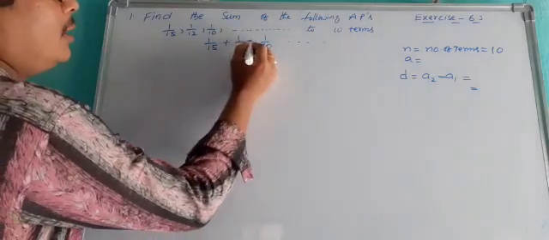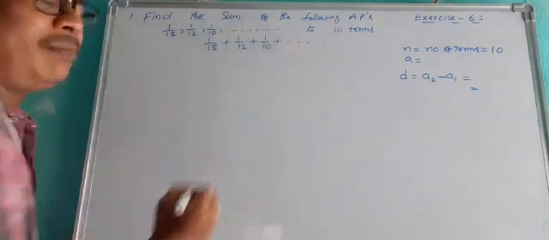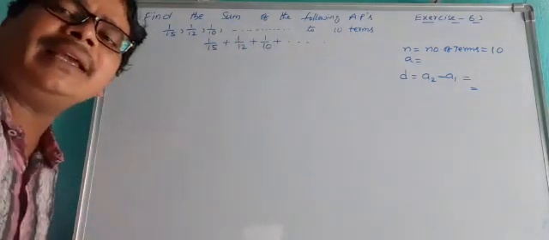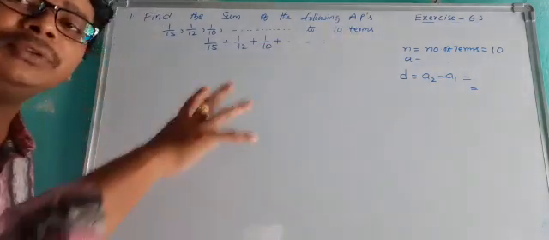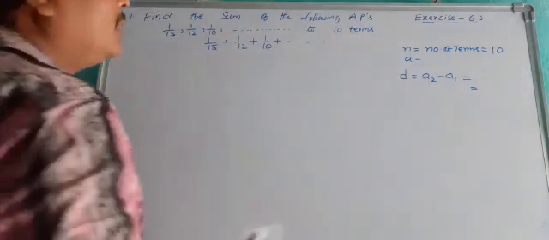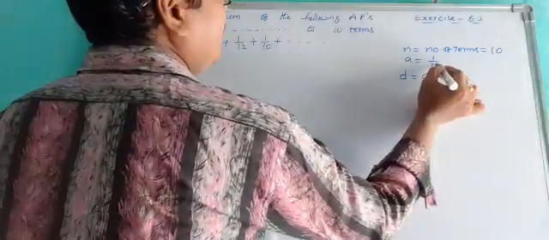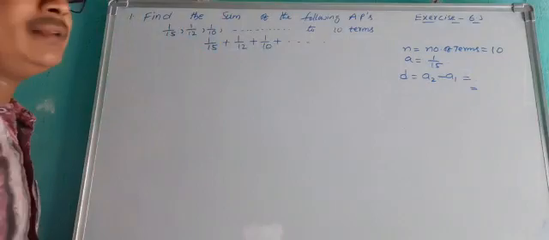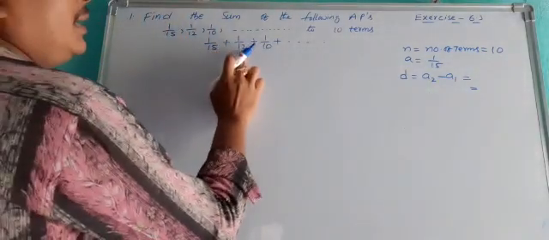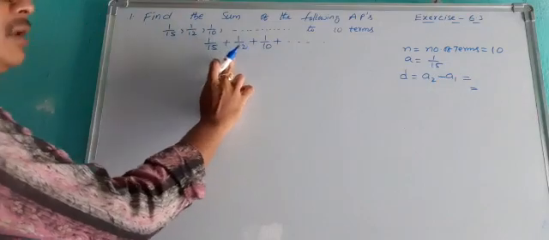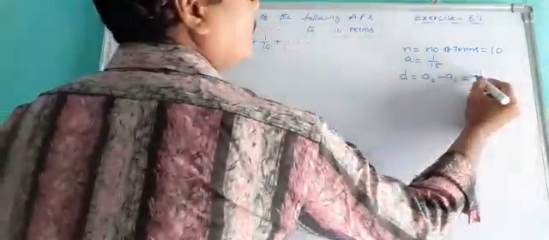What do we want? We want the summation of these terms up to 10 terms. Here the first term is 1 by 15. Let us find the common difference, a2 minus a1. This is the second term, this is the first term. a2 minus a1 means 1 by 12 minus 1 by 15.